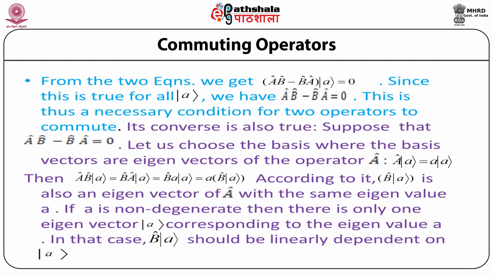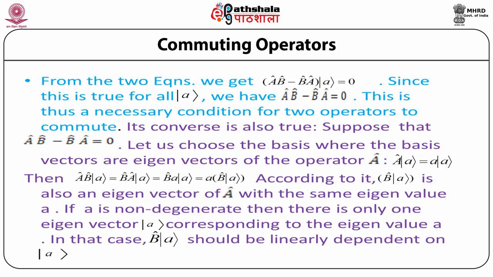Since this result is true for all ket vectors |a>, we have operator A, operator B minus operator B, operator A is equal to 0 in order to have a non-trivial solution. This condition, or this equation that we have written, is actually a necessary condition for the two operators to commute, and its converse is also true.